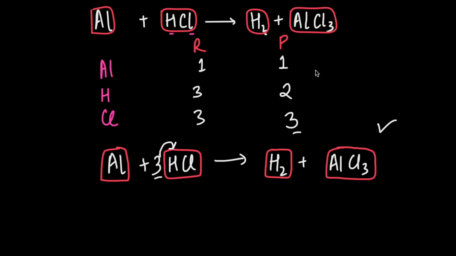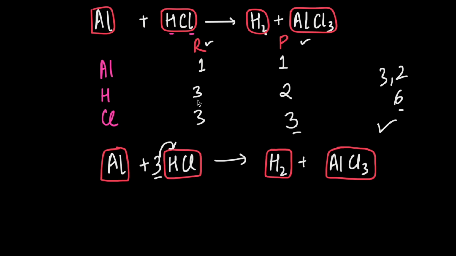So aluminium is also balanced till now, but we need to have a look at hydrogen. On the reactant side, we have 3 hydrogen atoms, and on the product side, we have 2 hydrogen atoms. Once again, we're going to take out our weapon of LCM, and we're going to take the LCM of the atoms on the reactant and on the product side. Taking the LCM of 3 and 2, it comes out to be 6. So we have to make 6 on the reactant as well as on the product side.